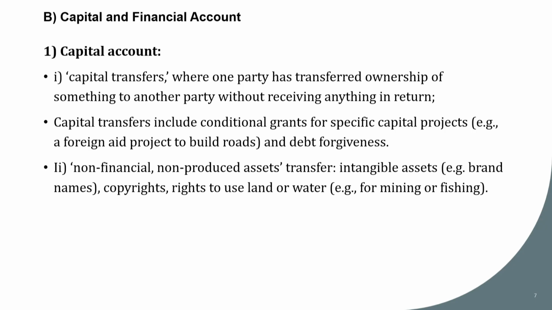And then moving to the second component, that is the capital account. The capital account consists mainly of capital transfers, where one party transfers ownership of something to another party without receiving anything in return, just like the current transfers I mentioned in the previous slide. Here the capital transfer is also not for anything specific. This includes conditional grants for specific capital projects, for example a foreign aid project to build roads and other infrastructure, and similarly debt forgiveness.